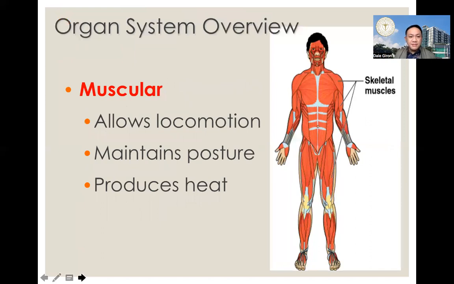All right, muscular system. When we say muscular system, it allows locomotion or movement. It also maintains posture, and it produces heat.